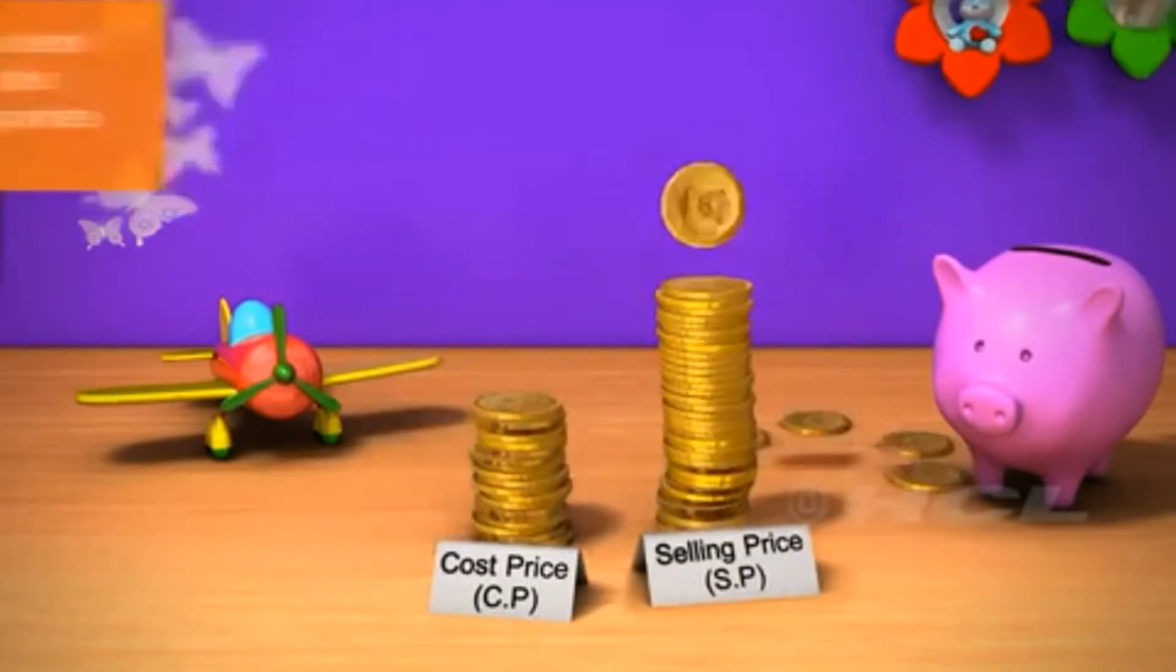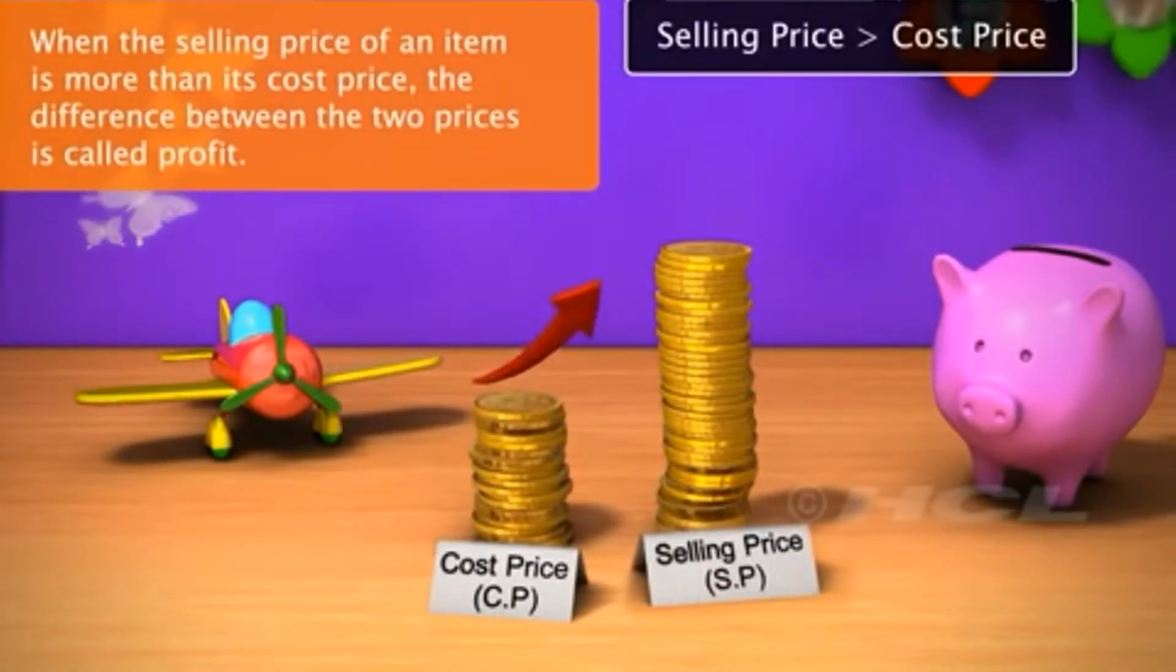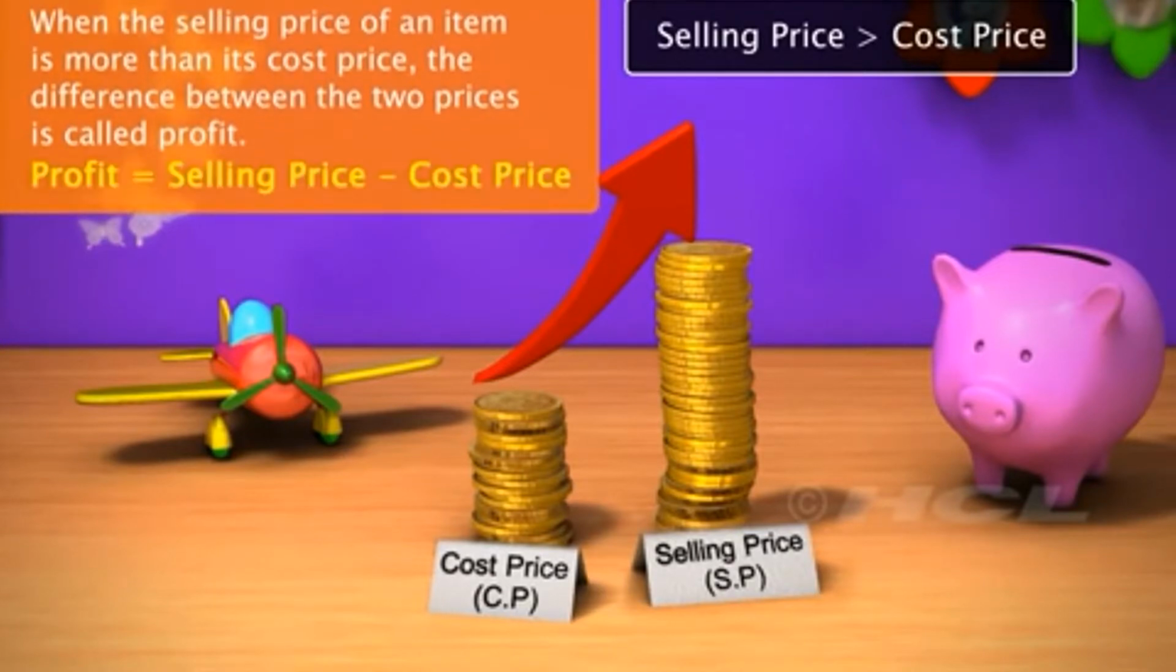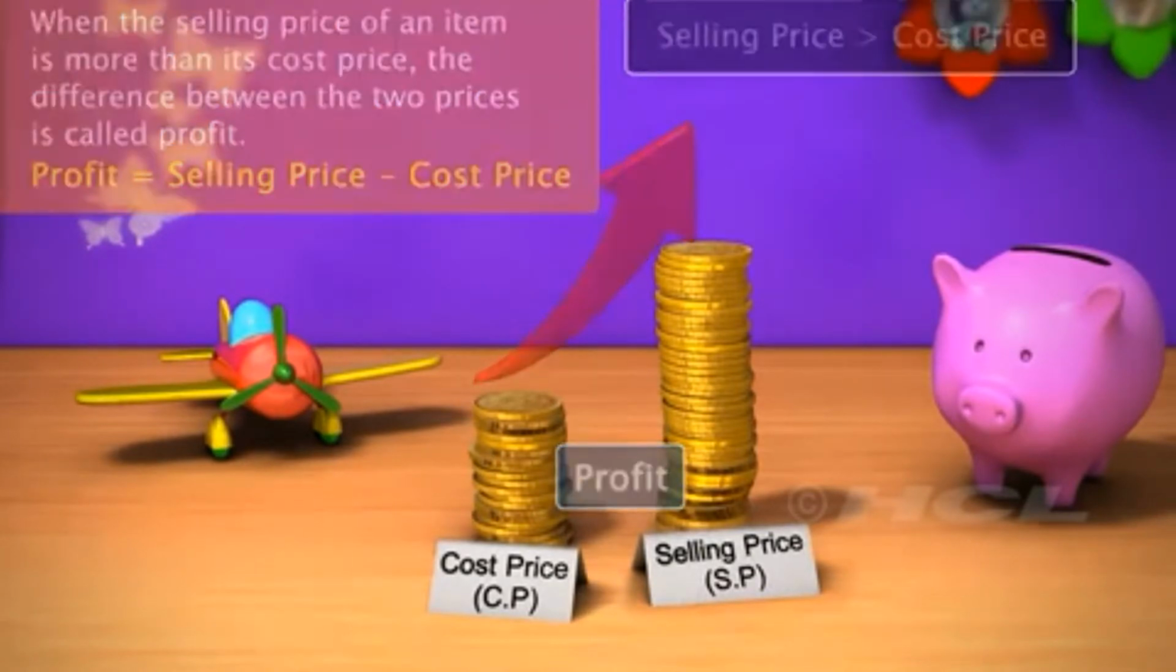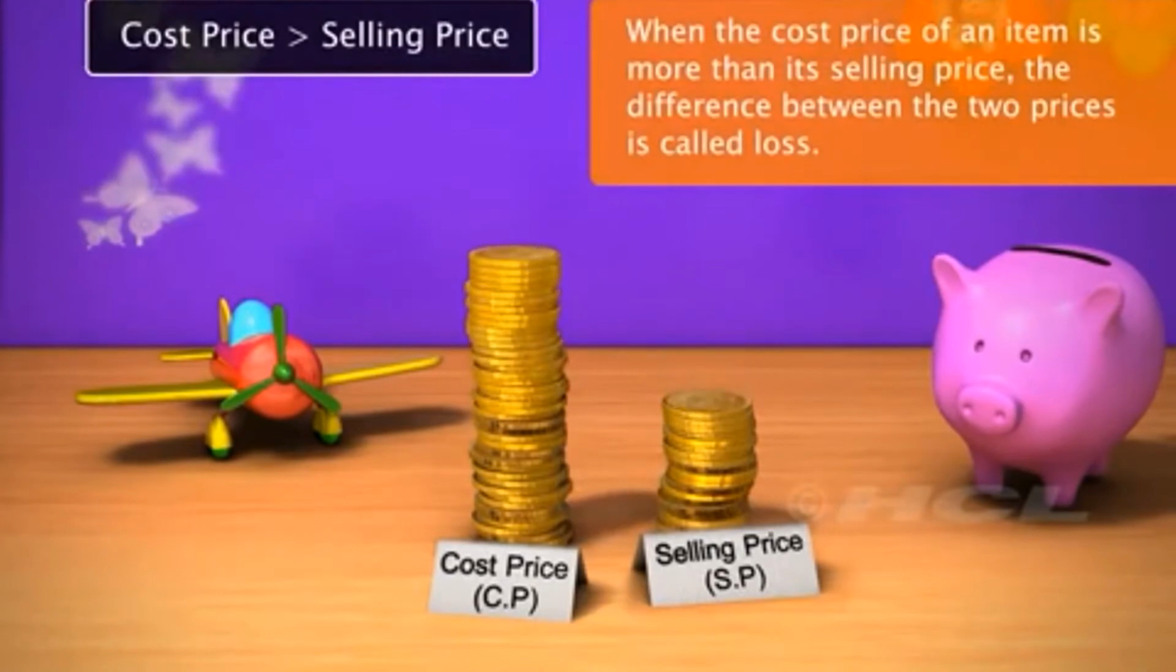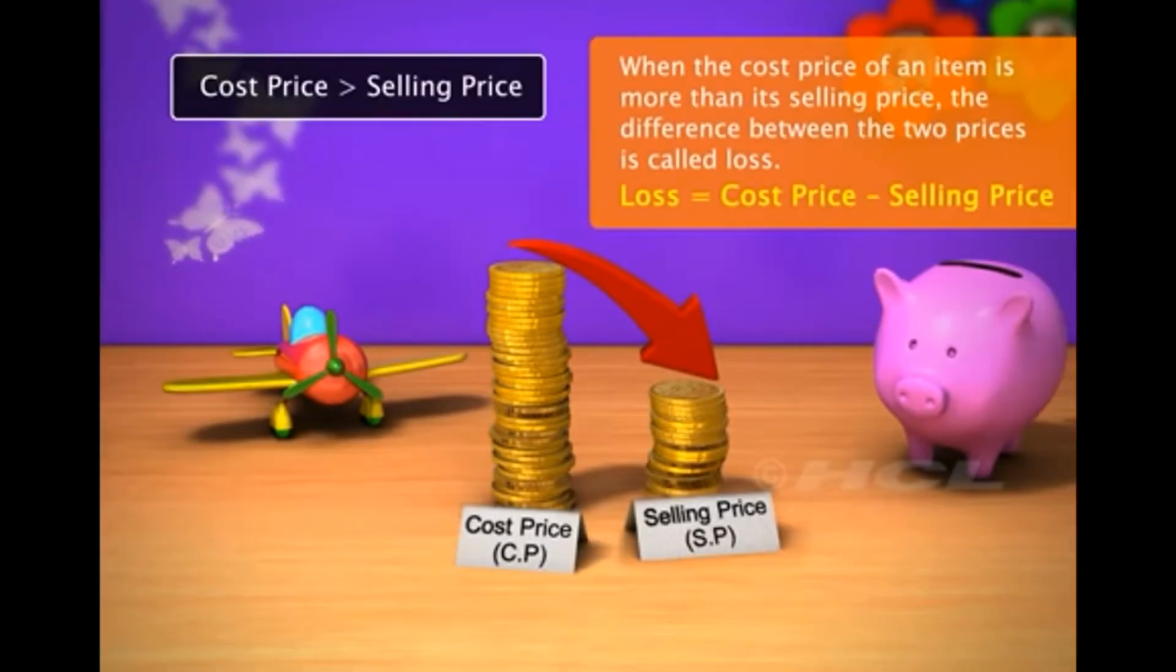When the selling price of the toy is more than its cost price, it means you get more money than you spend on the toy. The difference between the two prices is called profit. However, when the cost price is greater than the selling price, it means that you make less money than what you spend on the toy. The difference between the two prices is called loss.